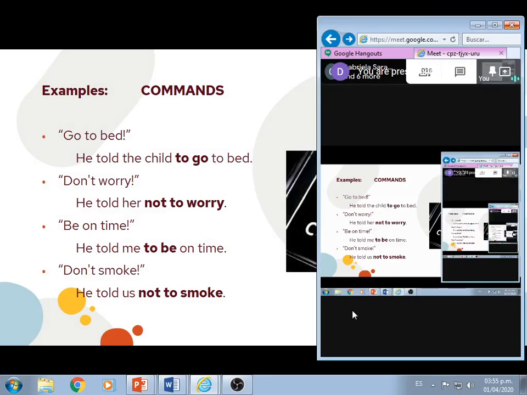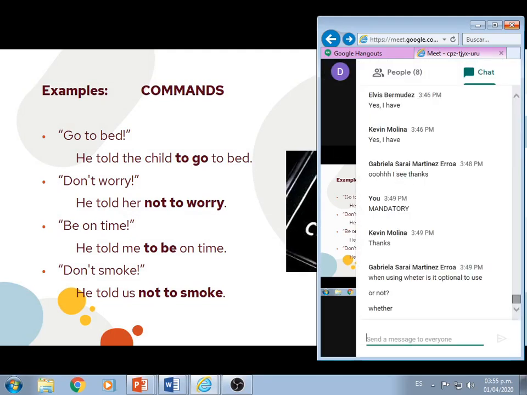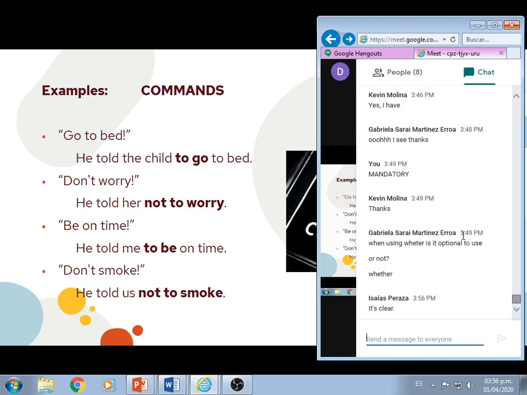I wonder, guys, if you have questions right here. Oh yeah, in the case of Gabby, I didn't read this. The doubt that you have when using whether, is it optional to use or not? Yeah, it is optional. If you want, you can use it. If not, well, it's okay.